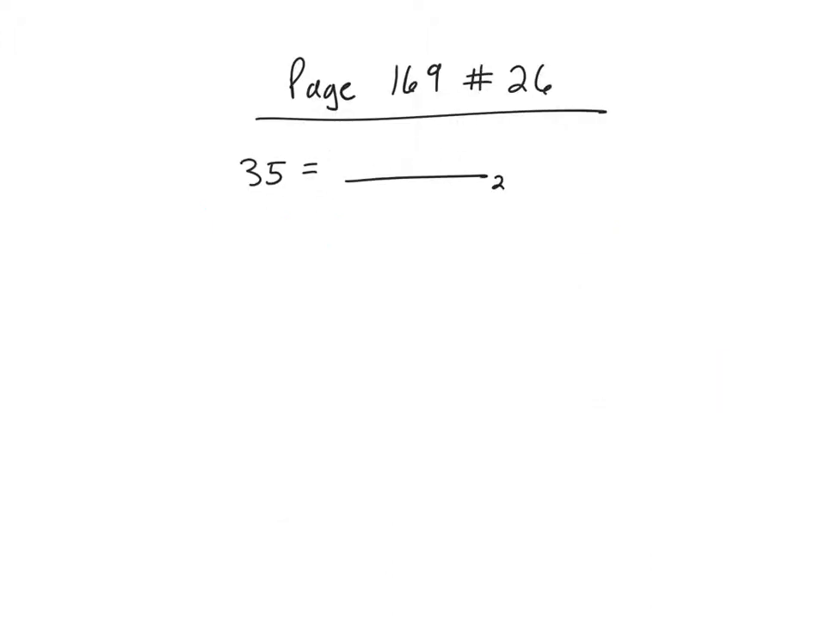Okay, here's one last example problem. I'm changing the number 35 into base 2. So I'm going to make some blanks again like I did before. We're in base 2, so this is 2 to the 0, 2 to the 1, 2 to the 2nd, 2 to the 3rd, 2 to the 4th, and 2 to the 5th. And we'll just put one more here in case we need it, 2 to the 6th.